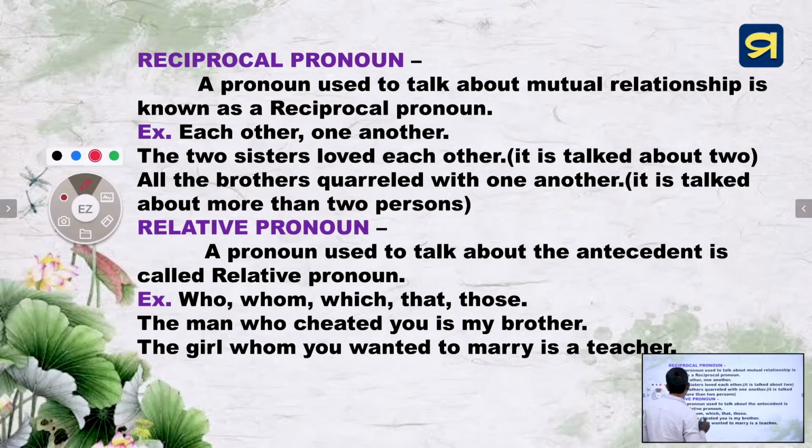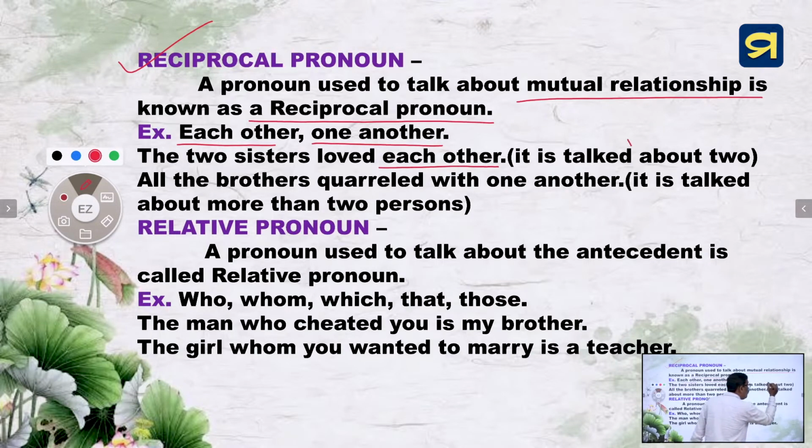Right now we are going to discuss the next one, reciprocal pronoun. What is reciprocal pronoun? A pronoun used to talk about mutual relationship is known as a reciprocal pronoun. Each other and one another. The two sisters loved each other. When each other is used, it is talked about two. For more than two, one another is used. All the brothers quarrel with one another. It is talked about more than two persons.